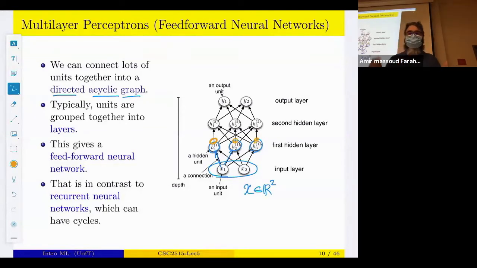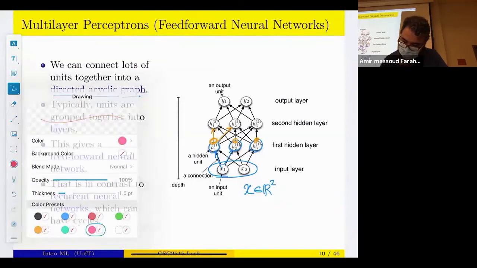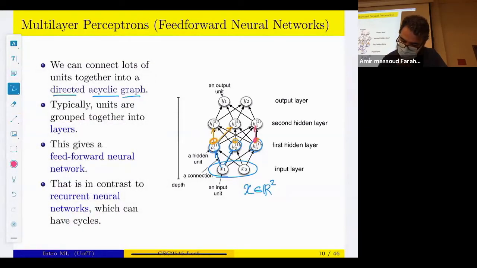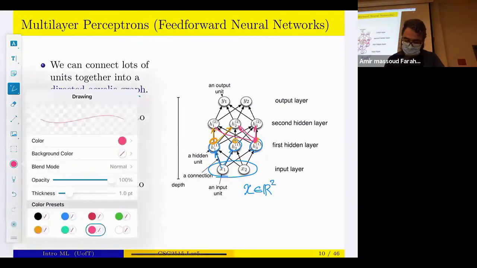So the output of these neurons now becomes input of the neurons of the next layer. So this goes here and here, and maybe the other one, this one goes here, here, and here. So essentially they can be connected. Each of the outputs of each layer is connected to the inputs of each unit in the next layer. And then we can do this process again and again.